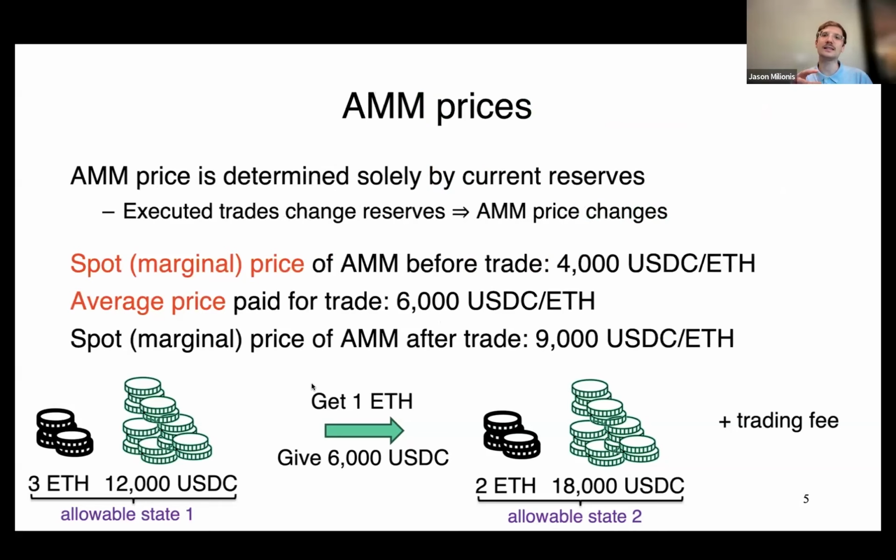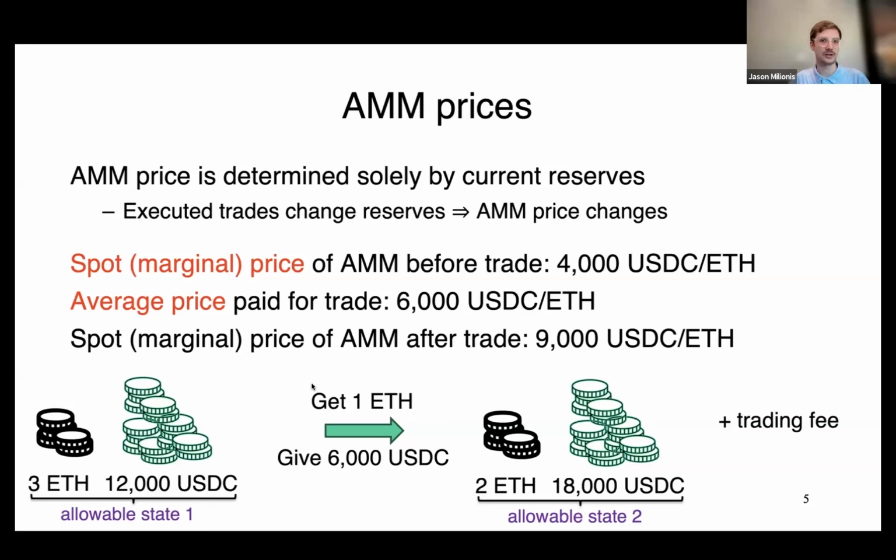Now, how is this menu of allowable trades actually changing? Well, in an AMM, this menu of allowable trades only depends on the current reserves. So consequently, the key feature of an AMM is that it changes prices depending on the trades that are executed on it and no other information. So whenever you have a trade, this changes the reserves in the pool, and therefore the AMM price that's provided is also going to change.